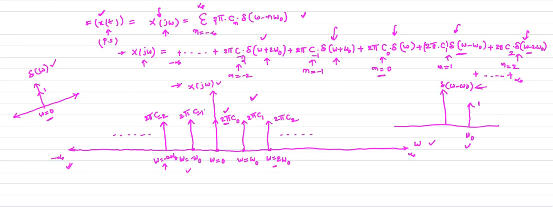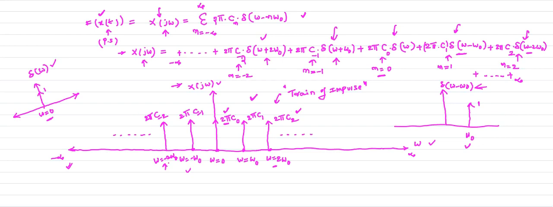Now if you observe this spectrum, it is a train of impulses. This is the name of the spectrum: train of impulses. The spectrum, the Fourier transform of a periodic signal in the frequency domain, looks like an impulse train. The spectrum consists only of impulse signals, and at each and every frequency the impulse is associated with the corresponding weight.